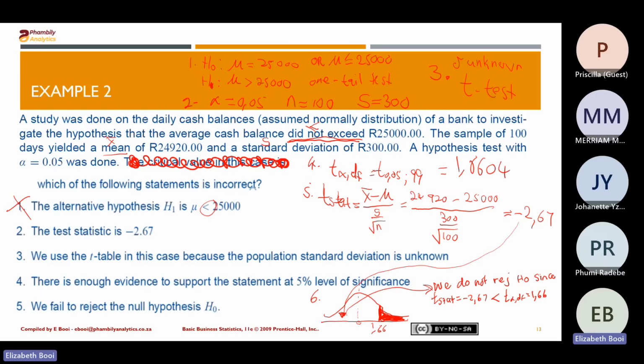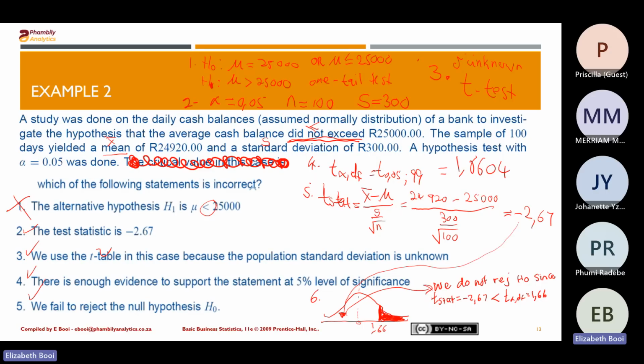The test statistic, we calculated it. It is correct. It was minus 2.66. We use the t-test. Yes, the t-table. We use the t-table because the population standard deviation is unknown. That's correct. There is enough evidence to support the statement at 5% level of significance. Yes, we were able to use the information given to make a decision. We fail to reject the null hypothesis. Yes, we do not reject the null hypothesis. And that's how you conclude.